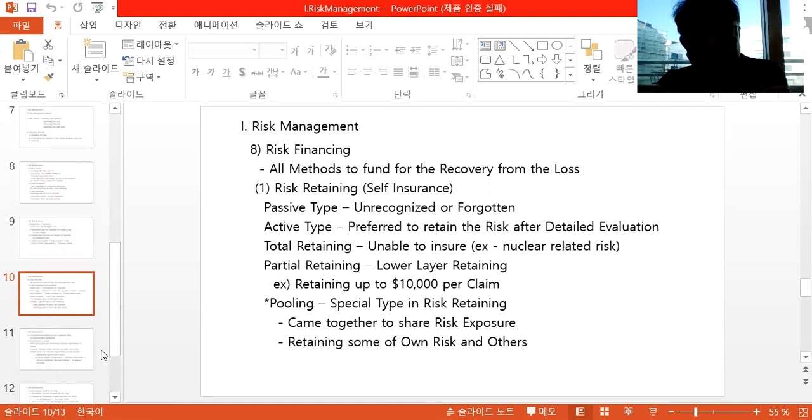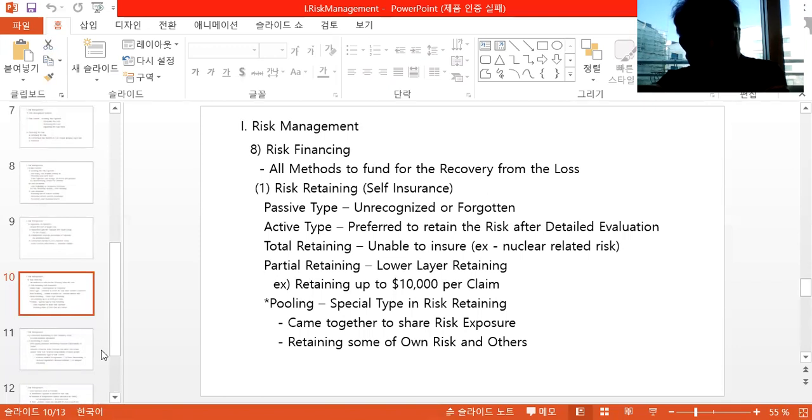You retain the risk yourself. There are two types. The passive type is unrecognized or forgotten, so you are retaining the loss risk involuntarily. The active type is preferred, where you retain the risk after detailed evaluation. With active retaining, you save expenses by retaining small risks you can endure.